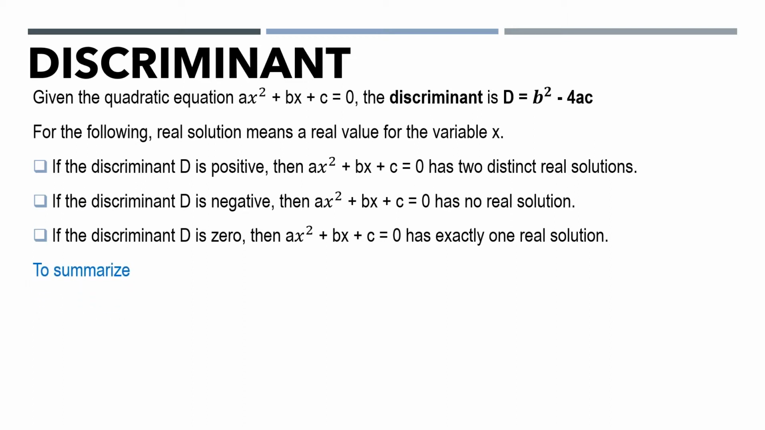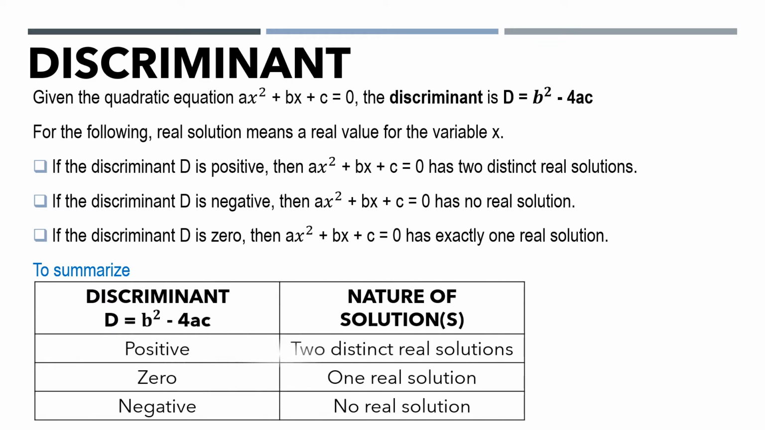So para mas matandaan, ayan, may summary. Discriminant D equals b squared minus 4ac and the nature of solutions are given. Positive, two distinct real solutions; 0, one real solution; and negative, no real solution.